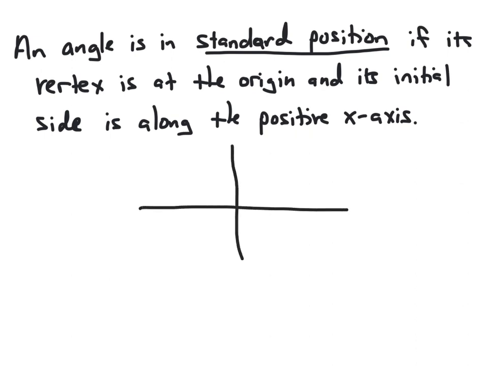So for an example, here we have the xy plane, and an angle in standard position would have a vertex there at the origin, its initial side along the x-axis, and then its terminal side somewhere else. So this angle here would be in standard position. Note, however, that it's not clear whether this is a positive angle or a negative angle at this point. We could draw an arrow like this to indicate that this is a positive angle, or we could draw an arrow like this to indicate that it is a negative angle.